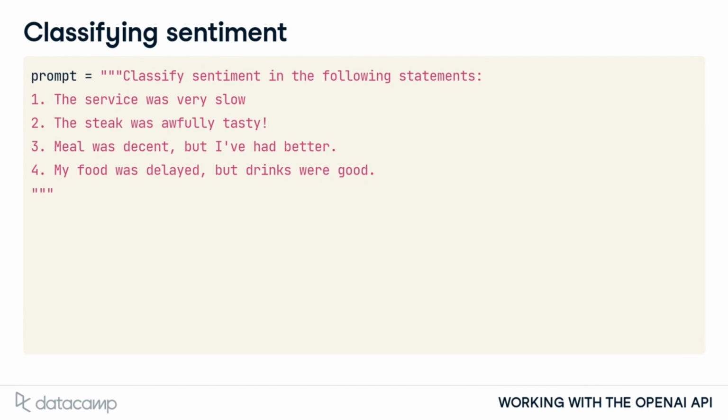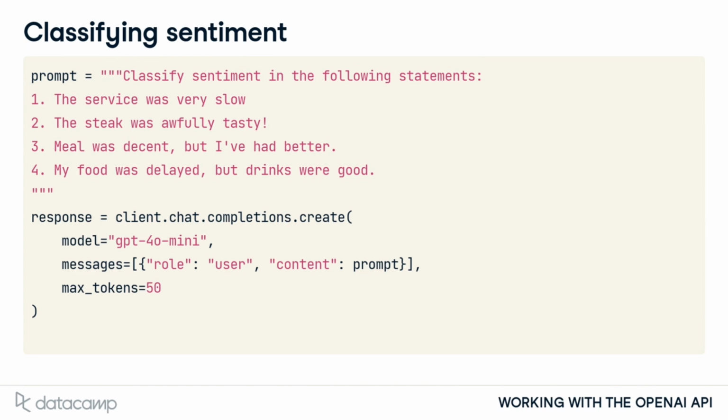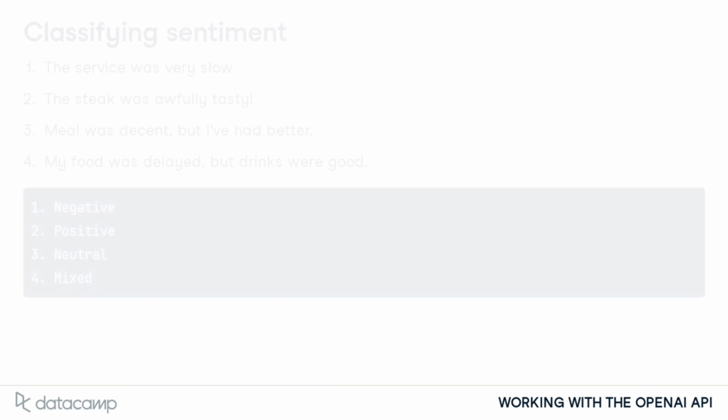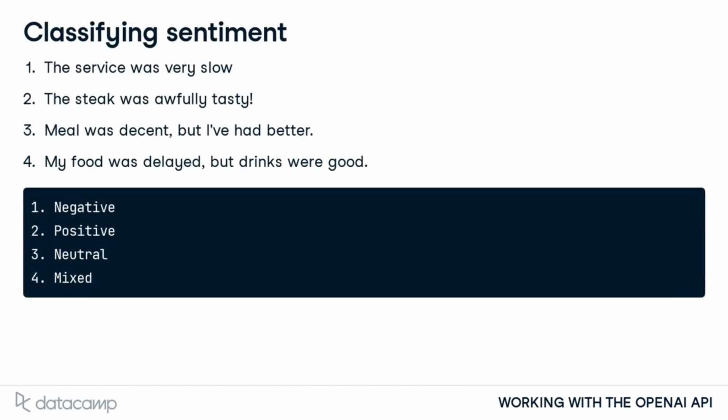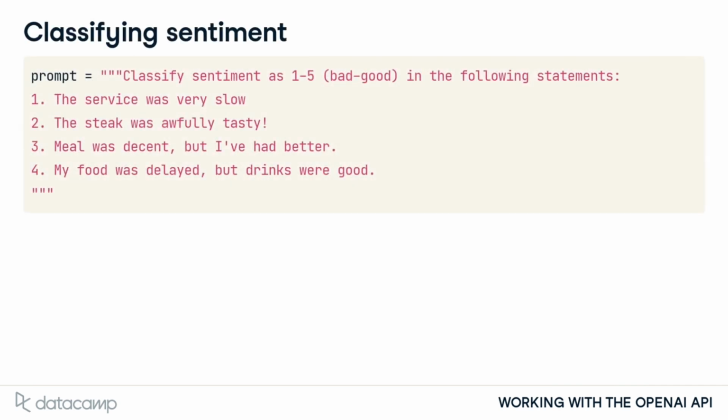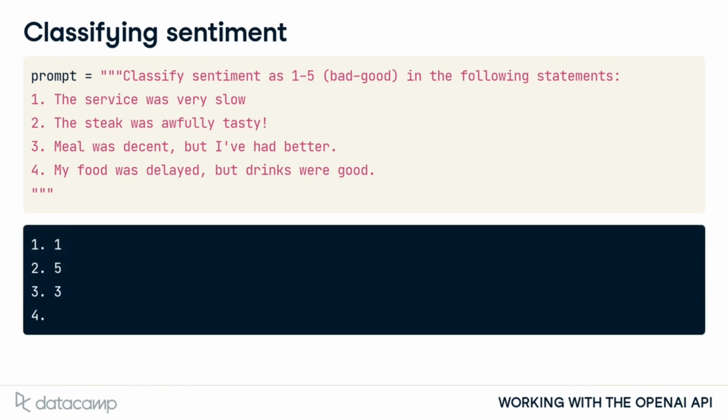Let's look at an example of classifying text sentiment. Let's say we have some online restaurant reviews, and we want to extract the sentiment for further analysis. We can write a prompt with the instruction to classify sentiment from a list of statements, and then send it to the chat completions endpoint and print the response. The model does a good job. However, rather than a text sentiment like positive and negative, we decide we want the category labels to be the numbers 1 to 5. We can update our prompt to indicate this. The response now contains a reasonable numerical representation of each review sentiment.